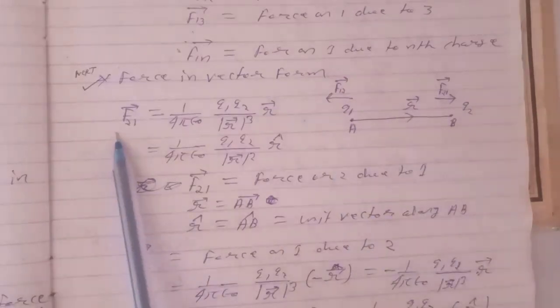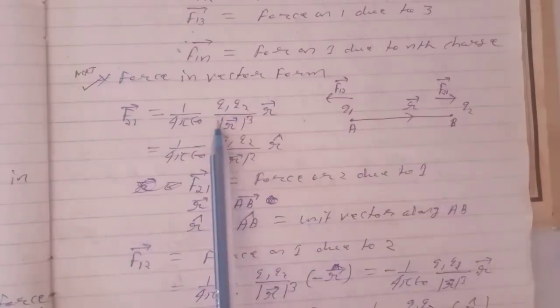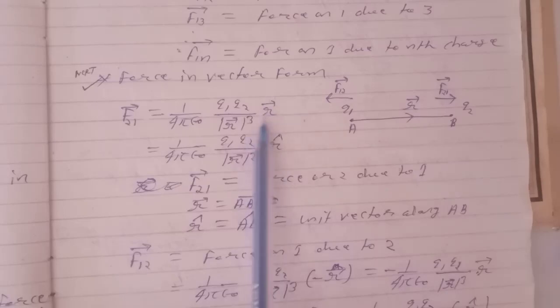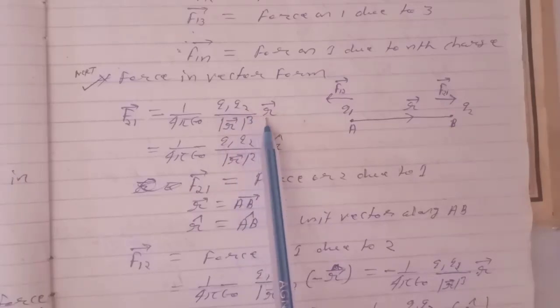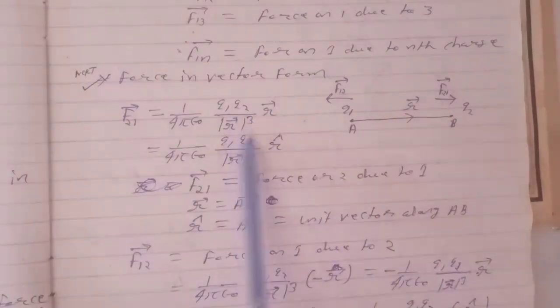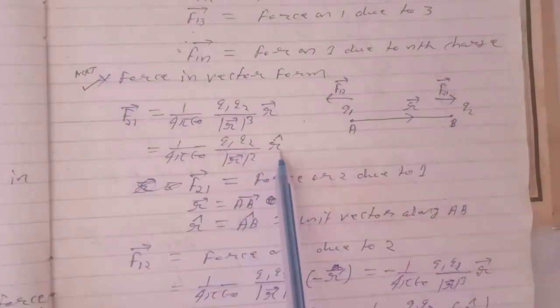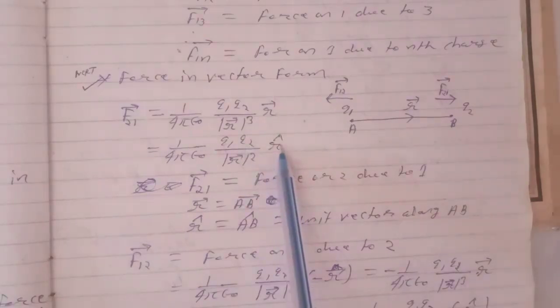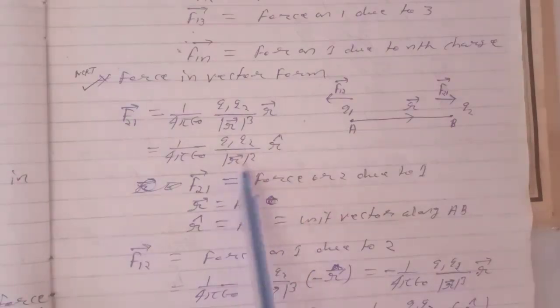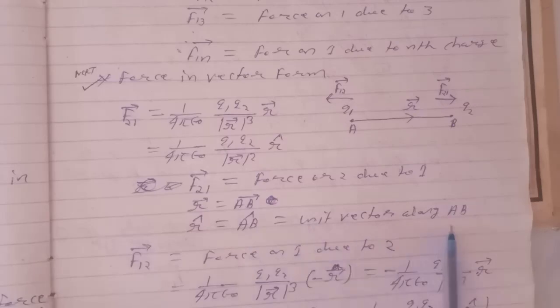So we can write F21 vector equal to 1 by 4 pi epsilon naught q1 q2 by mod of r vector cube into r vector, because here we can see the r vector. So 1 by 4 pi epsilon naught q1 q2 by mod of r vector square into r cap. If we write r vector, then we have to write the cube, but if we use the unit vector r cap, then we write only mod r square, where F21 is the force on 2 due to 1, and r vector is AB vector, or r cap is AB cap, that is, the unit vector along AB.